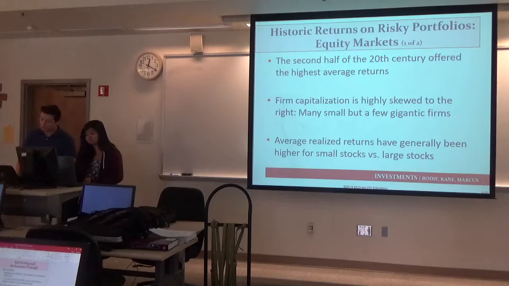So again, historical returns on risky portfolios, equity markets. The second half of the 20th century offered the highest average returns. Firm capitalization is highly skewed to the right, with many small but few gigantic firms, just because the market was still getting established. Average realized returns have generally been higher for small stocks versus larger stocks.